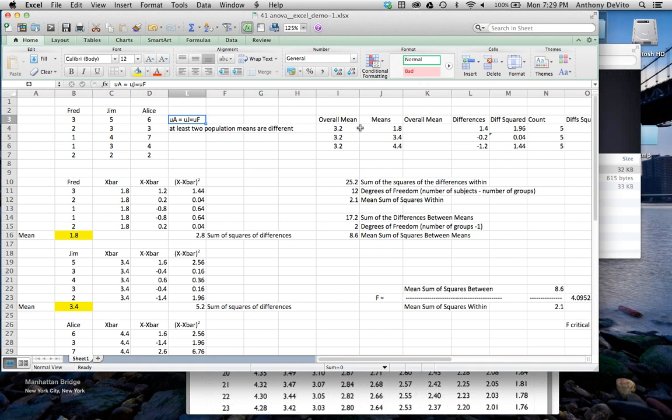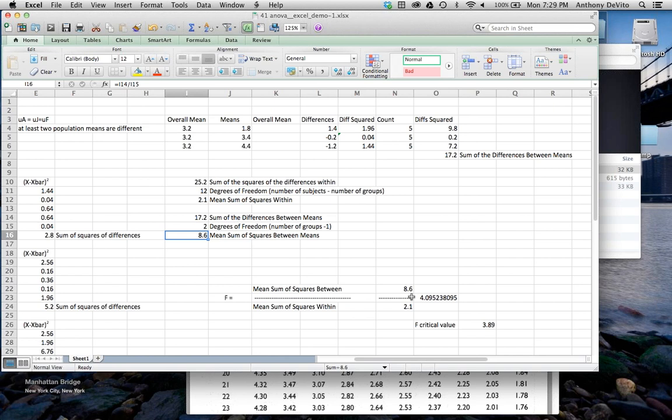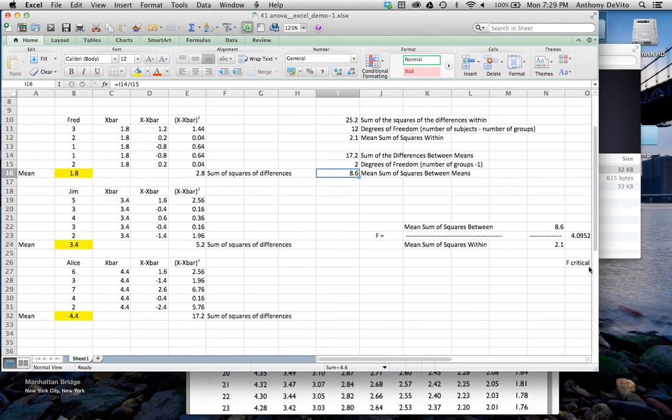I'm about to take the same data and look at it in SPSS, but I want you to remember some interesting numbers. 8.6 was the mean sum of squares between the means. 2.1 is the mean sum of squares within. The degrees of freedom were 2 and 12, and our F-score was 4.09. Okay, so the question was, will we have to create a chart like this on the exam? I don't think I would ask you to do this manually on the exam. I might ask you to do it in SPSS. We're about to see how much simpler that process is.